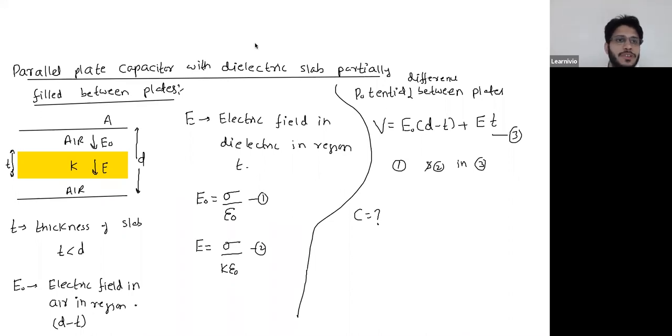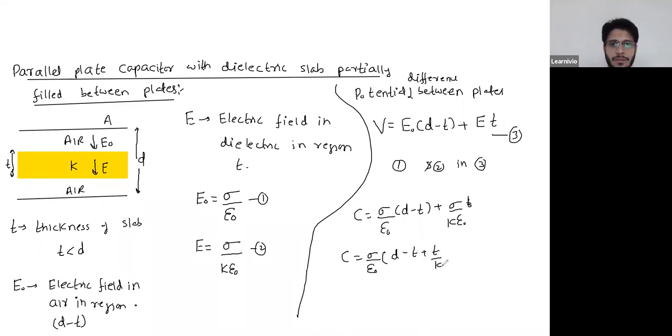See, if I substitute these values here, values of E naught and E here, E naught is sigma by epsilon naught into D minus T. E is sigma over K epsilon naught into T. In the next step, you can take this sigma by epsilon naught as constant. It's D minus T, this is T, plus T by K. In the next step, you can write this sigma as the ratio of charge and area. This is what we have done in the last two calculations. Just substitute sigma as charge upon area.